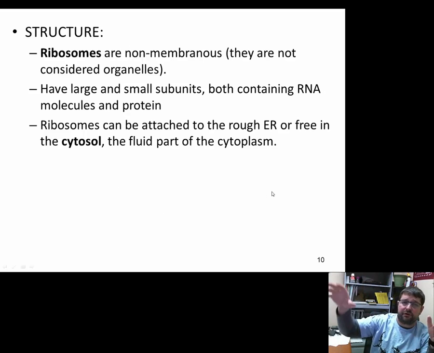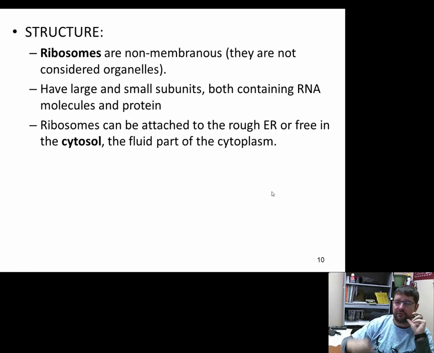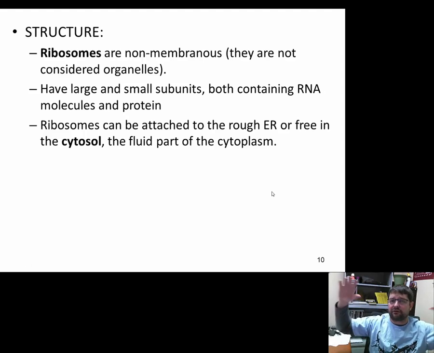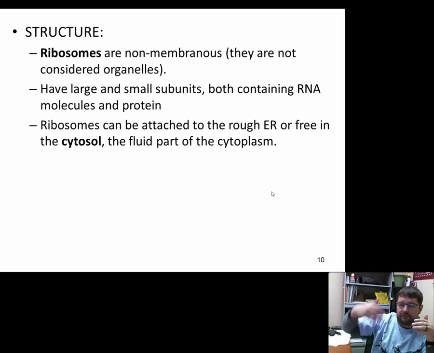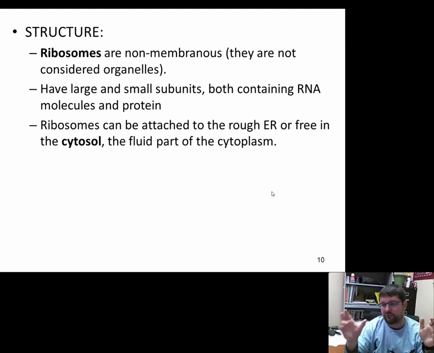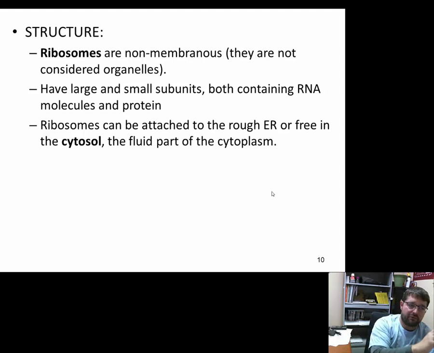Ribosomes can be attached to the rough ER, and we already showed that. Okay? But they can also be free-floating out in the cytoplasm, or what sometimes is called the cytosol. Okay? And so you got this ribosome association with messenger RNA. The messenger RNA doesn't go away. We'll come back to this. The messenger RNA can be sitting in the cytoplasm. The ribosomes are sitting in the cytoplasm, and you get these feedback loops.